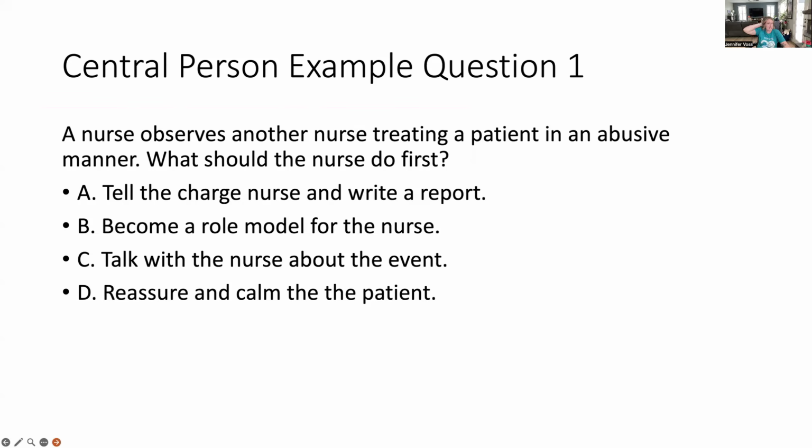That seems like it's going to take a lot of time, right? And it kind of puts me or that first nurse as the focus. Talk with the nurse about the event. Okay, maybe. But then our last option, reassure and calm the patient. Okay, so we have the hint when we've got multiple subjects and one of them could be the patient. That's probably going to be your best bet, right? So reassure and calm the patient. That's the very first thing I'm going to do because that's the most patient-centered response.